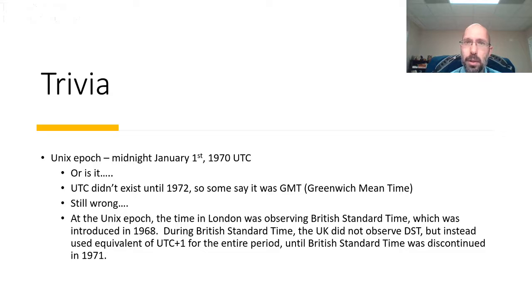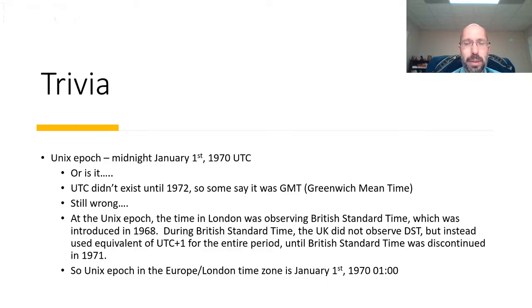During British Standard Time, the UK didn't observe Daylight Savings Time, but instead they observed the equivalent of what would be a UTC plus 1 for that entire period, until British Standard Time was discontinued in 1971. So you have this 3-year period where London is observing this other time zone that only was introduced 2 years before and doesn't exist anymore. It was discontinued a year after, where they're not observing Daylight Savings Time at all, and they are essentially the equivalent of a UTC plus 1, even though UTC doesn't exist yet. What that means is at the time of the Unix epoch, the time in London was not midnight, but 1 a.m. But to be fair, UTC is still a fair way to characterize this, as it is the equivalent of what it would be. But it was actually 1 a.m. in London at the time of the epoch.